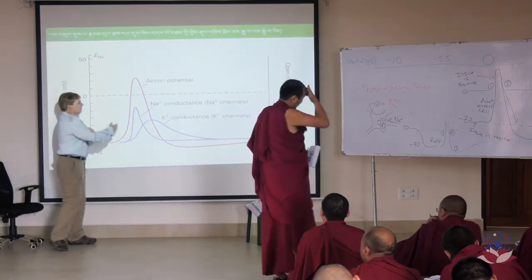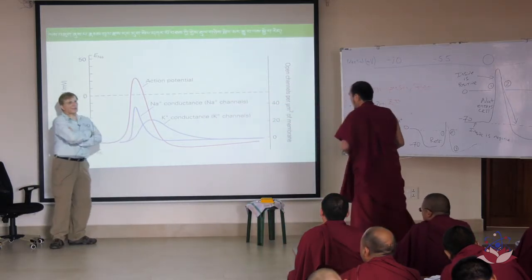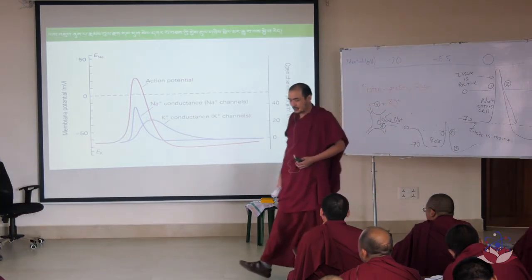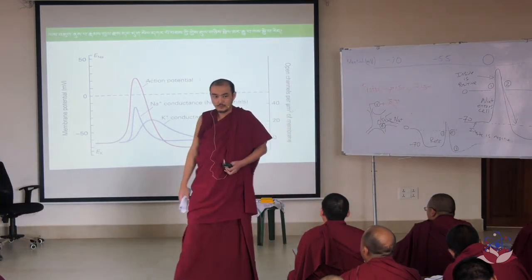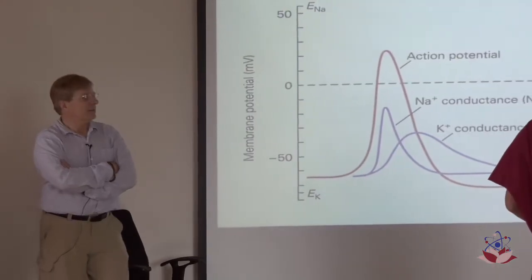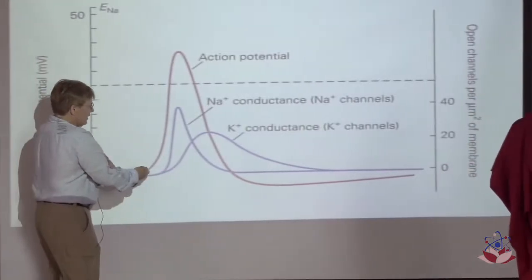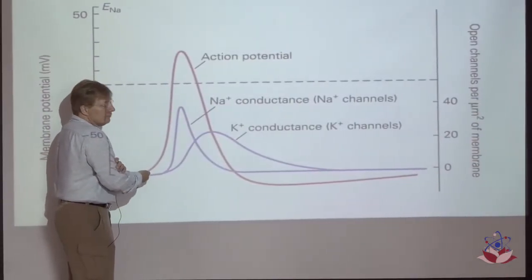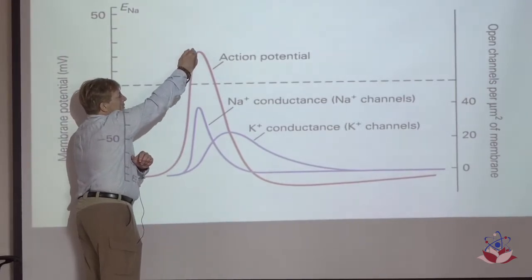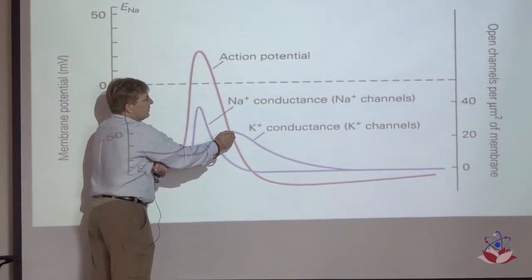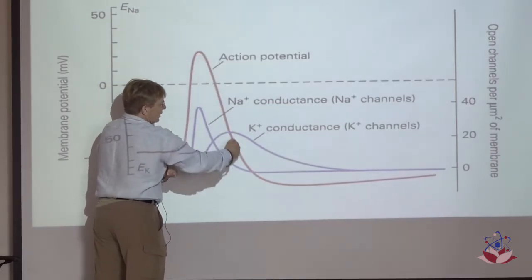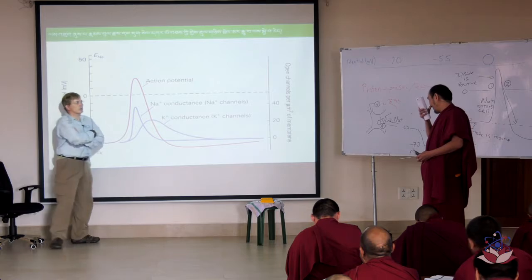Which one's faster? Sodium or potassium? Which one's faster? So sodium is faster. Right. So sodium channels are faster. That's why sodium comes in because it's faster. That makes the inside more positive. And then potassium is slower. So potassium leaves the cell and that makes the inside more negative.